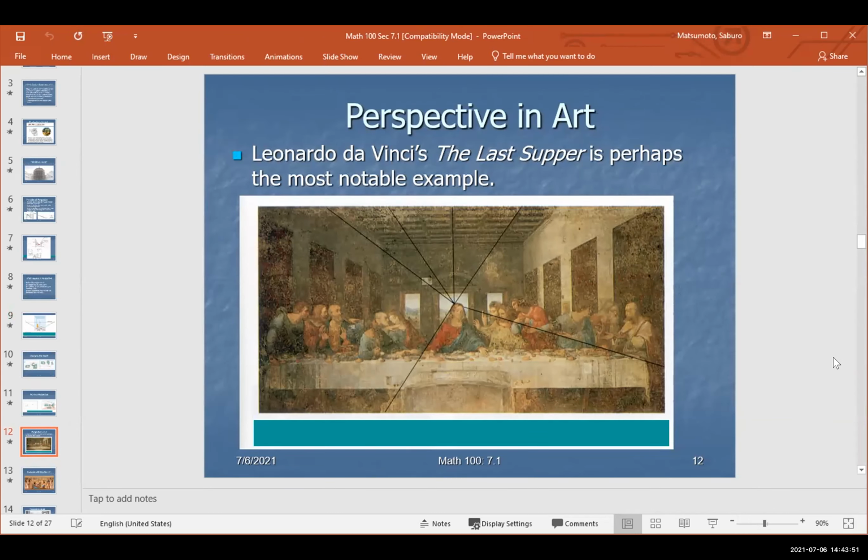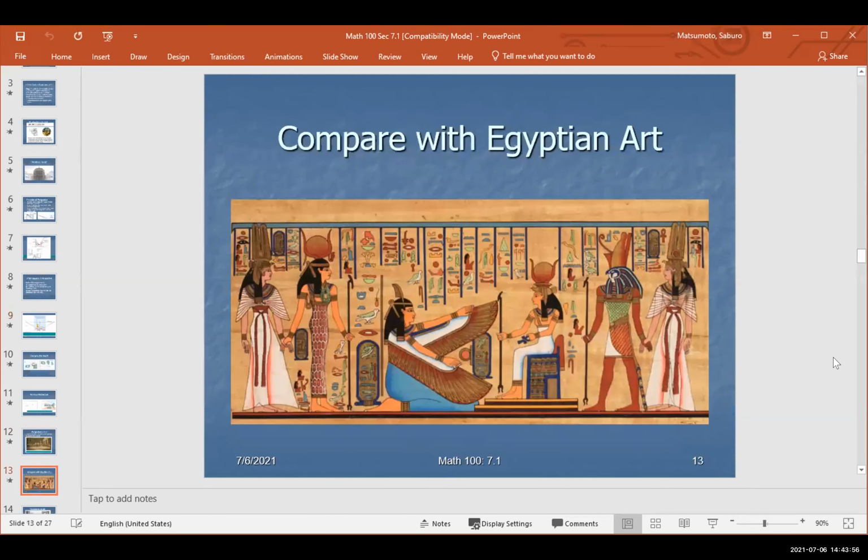This is a picture of the Last Supper by Da Vinci. Compare that Renaissance art to the Egyptian art. You can see that there's no depth perception here, because they did not utilize those principles of perspective.